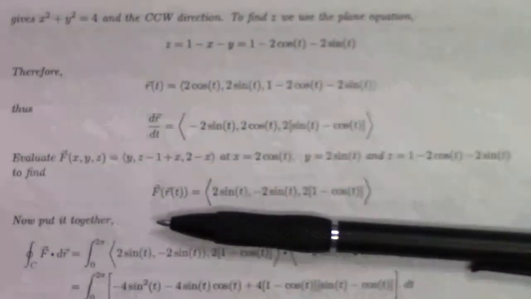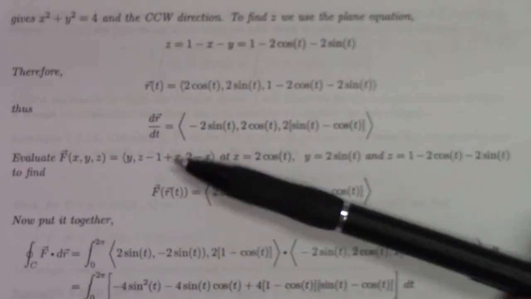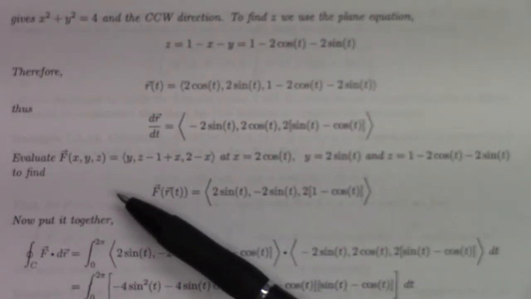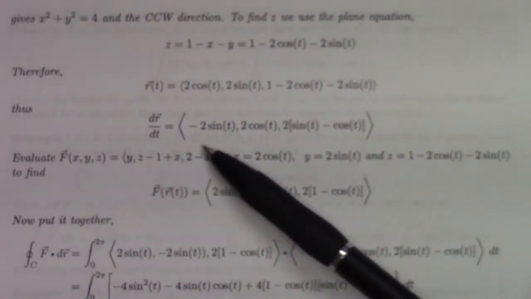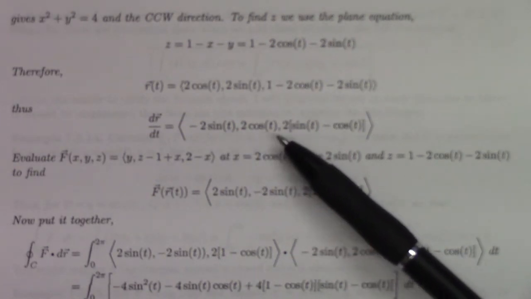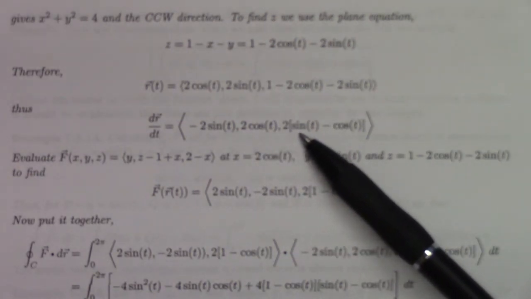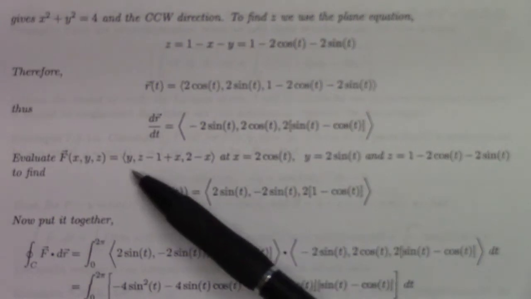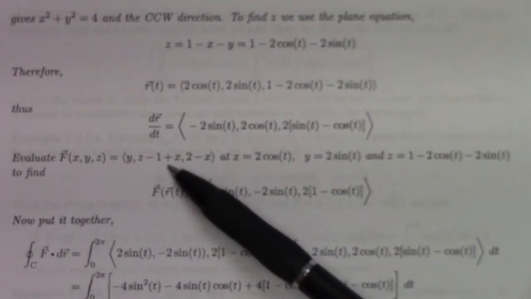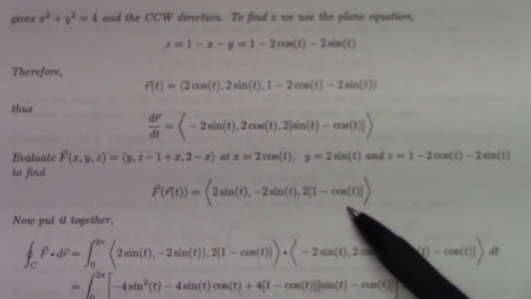And then I evaluate the function at the curve. So I have to plug in this for x, that for y, and 2 times parentheses sine t minus cosine t for z into the formula for the force field. And when I do that, I get this. And then I take f of r of t, which is right here, and I take the dot product with the velocity, which is right there.